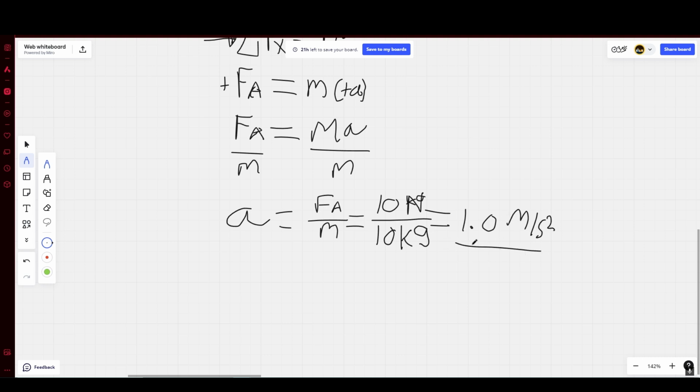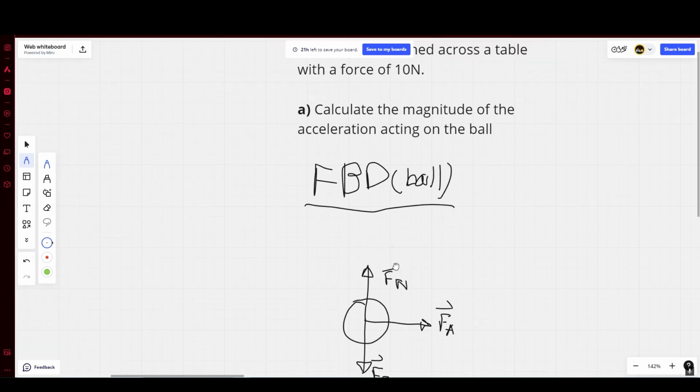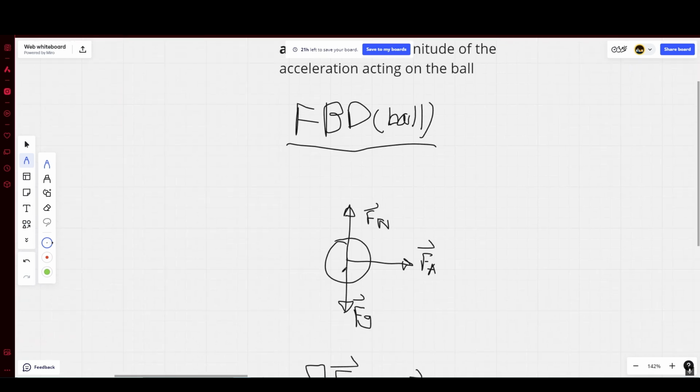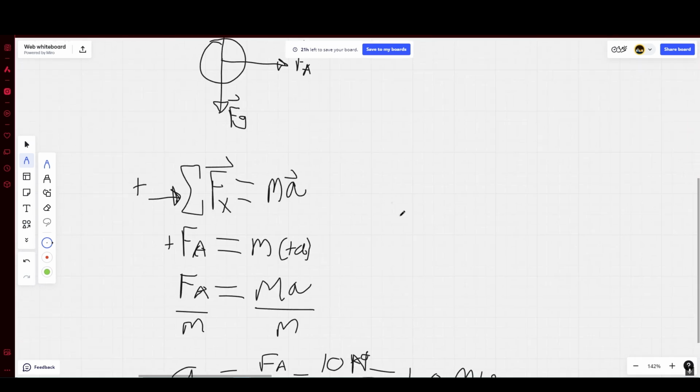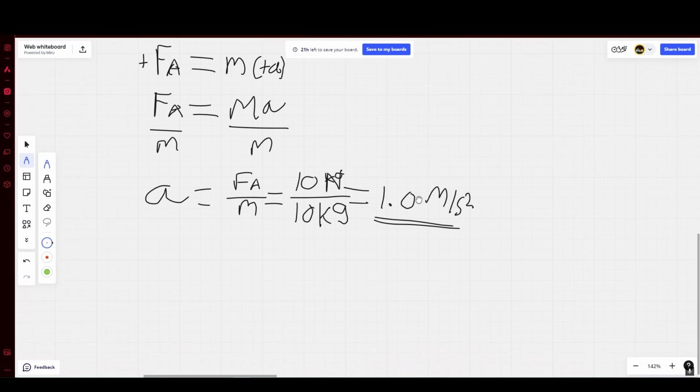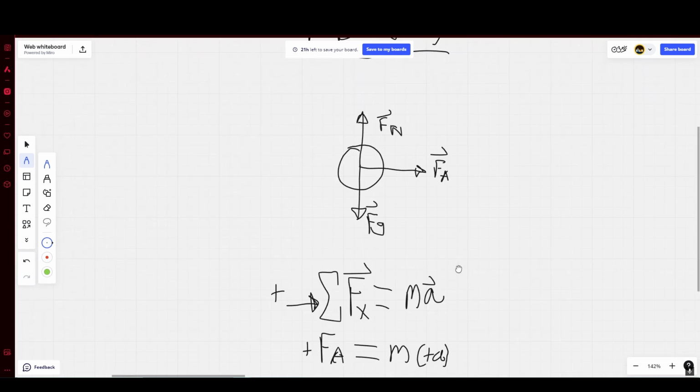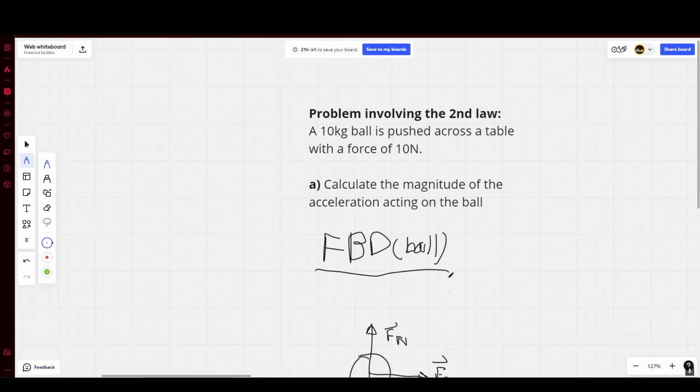So this means that this 10 kilogram ball was pushed across a table with an acceleration of 1 meter per second squared, meaning it started at 0 meters per second at rest, and then someone pushed it, and it kept gaining 1 meter per second of speed for every second that passed. So after 2 seconds, the ball was at 2 meters per second, and after 3 seconds, it was at 3 meters per second. Anyway, that was the most complicated problem today.